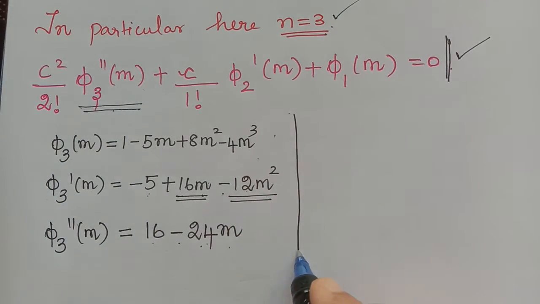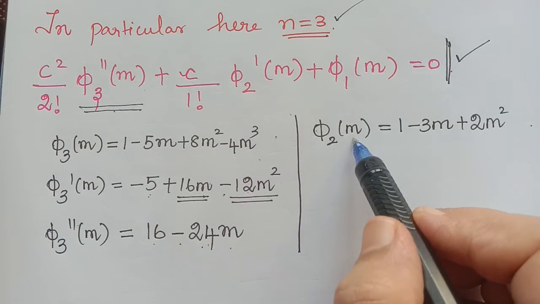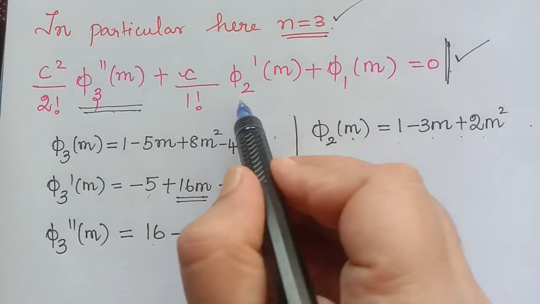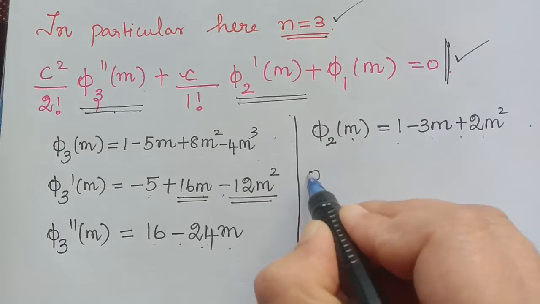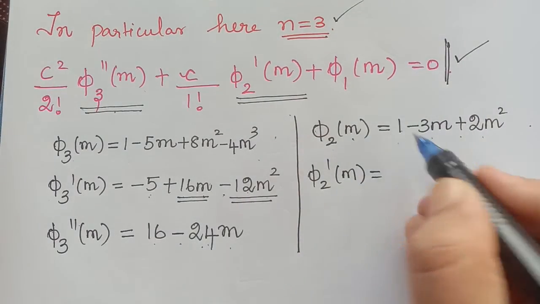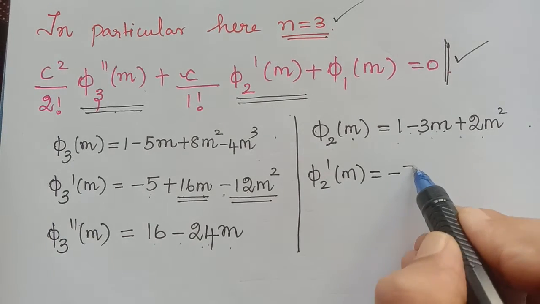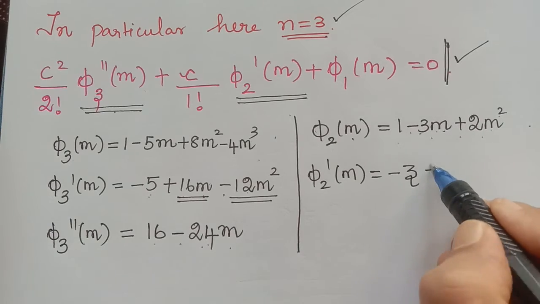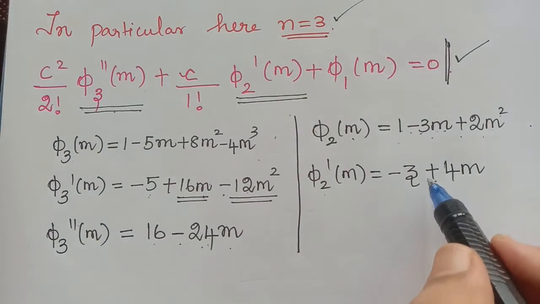In a similar way, we have already found phi 2 of m, which is 1 minus 3m plus 2m square. Using this, we have to find phi 2 dash of m. So what is phi 2 dash of m? When we differentiate 1, it will be 0. When you differentiate minus 3m, you get minus 3. And when you differentiate 2m square, you get 4m. So this is phi 2 dash of m.